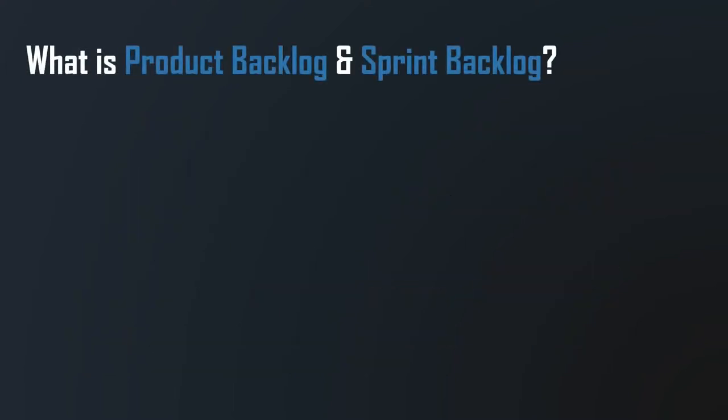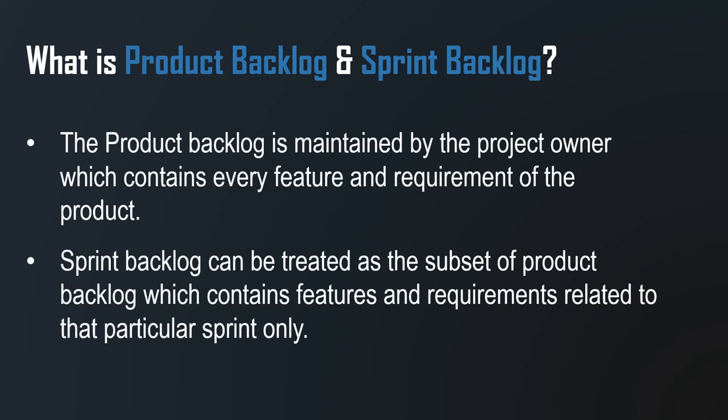What is product backlog and sprint backlog? What is the difference between these two? The product backlog is maintained by the product owner, which contains every feature and requirement of the product. Sprint backlog can be treated as a subset of product backlog, which contains features and requirements related to that particular sprint only. Okay, so remember, read these two definitions very clearly. This is one of the top most asked questions.